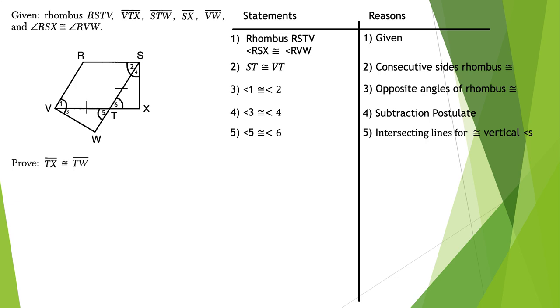And then, look, I have my triangles congruent, ASA, the sides between the 2 angles. Triangle VWT is congruent to triangle SXT by ASA because the sides between the 2 angles. And last but not least, TX is congruent to TW by CPCTC. Okay, folks. That's all.